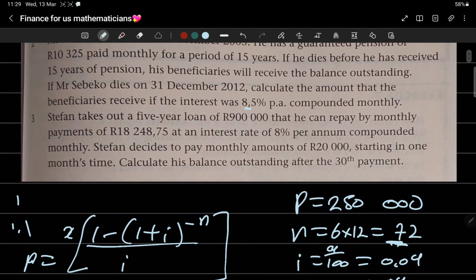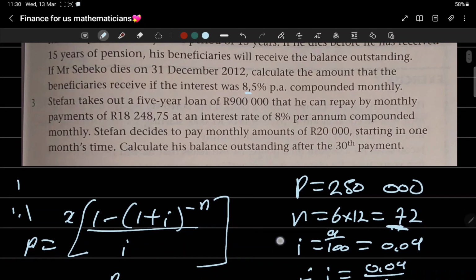Okay, this loan was meant for 5 years if he was paying 18,248, right? But then he decided to pay 20,000. So if we use logic now, he can't pay 18,248 for 5 years and also pay 20,000 for 5 years. This one has to be less because he's paying more. So let's try to find out how long it will take for him to settle the loan if he's paying 20,000.